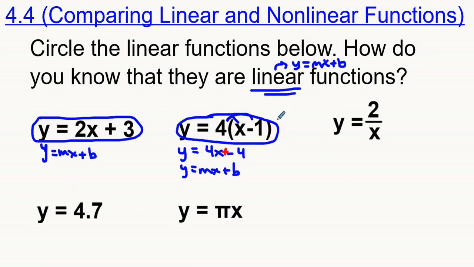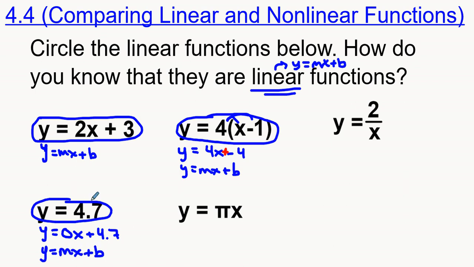That one is linear. This one right here, a little bit tricky, but I could write this as y equals 0x plus 4.7 because I don't have any x's. So 0 times x is just 0, so this would simplify to y equals 4.7. So yeah, that's also y equals mx plus b. You can write it in y equals mx plus b form, so that is linear.